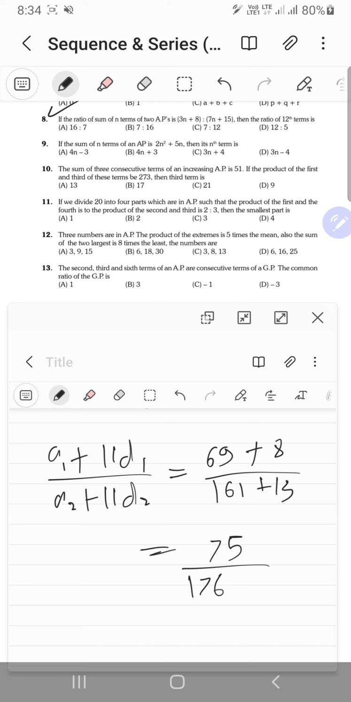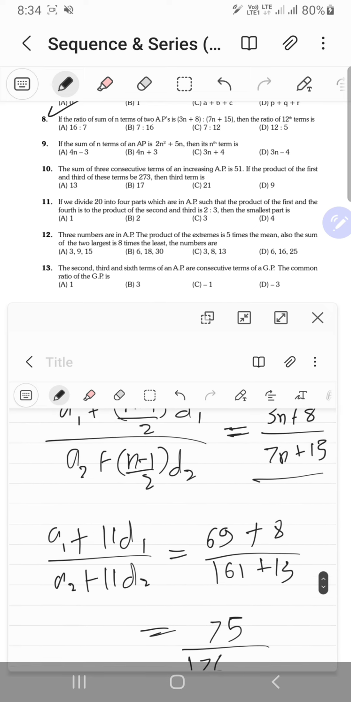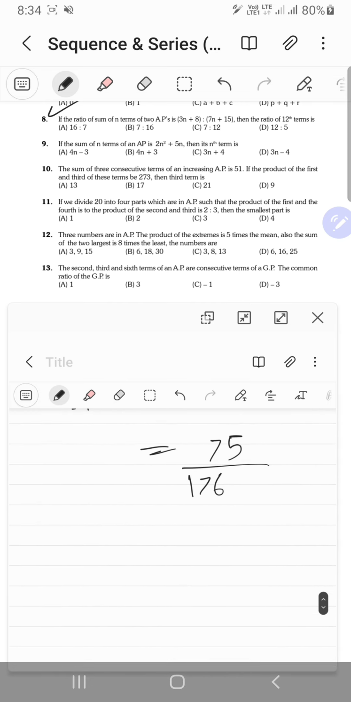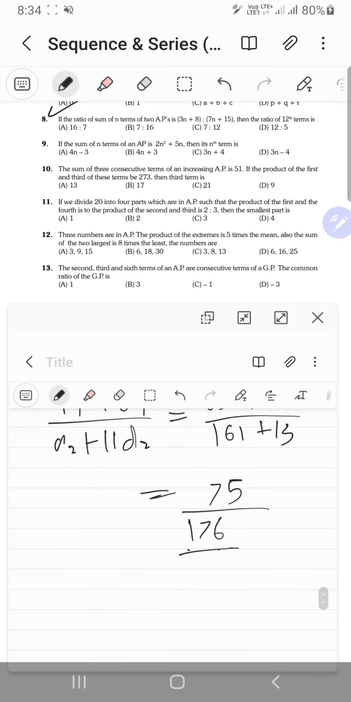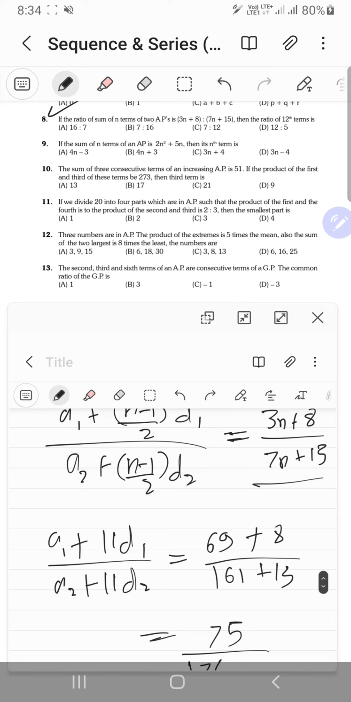Okay, but now how do I reduce this? That's the ratio of the 12th terms, no doubt. Now I need to reduce this thing. It's not a multiple of 3. It's just 3 into 25, that's 75, but this doesn't have 5 in it. Did I get something wrong? What's this value? Plus 15, right? Yeah, it's plus 15, and that's 8.